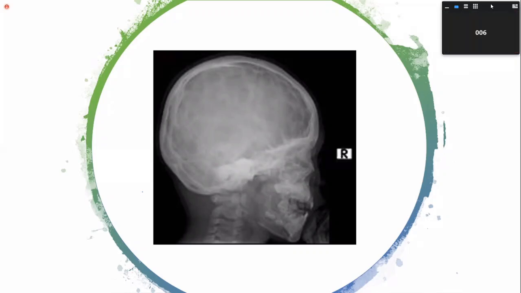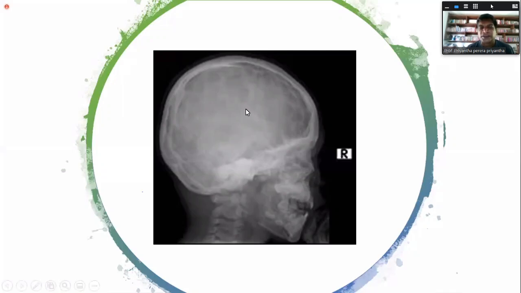Copper beaten appearance. Copper beaten or silver beaten appearance, depending on whether copper or silver, right? That is because when you get a pot of copper or silver and you beat it with a club, so just tap on it, there will be indentations around the pot, right? Something like that will happen in the skull, right?